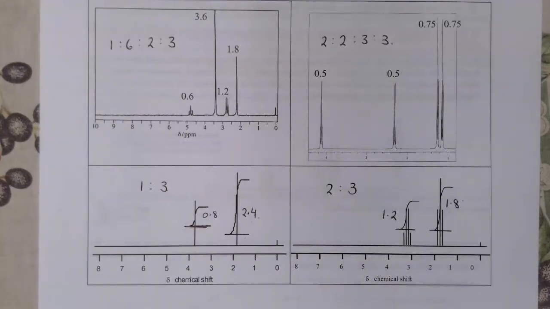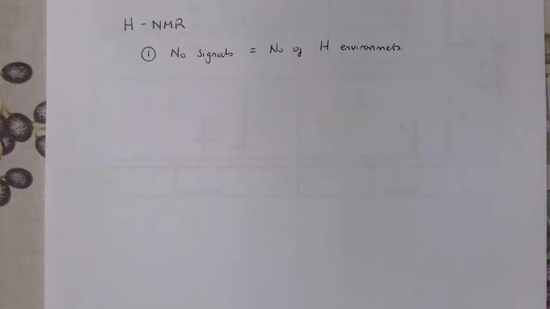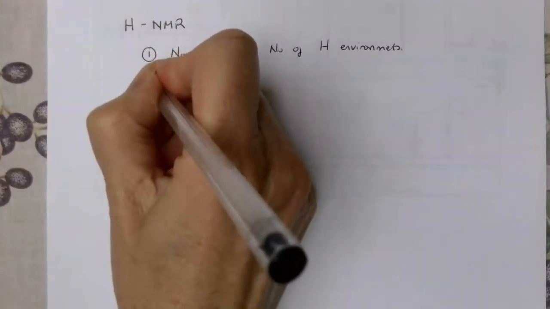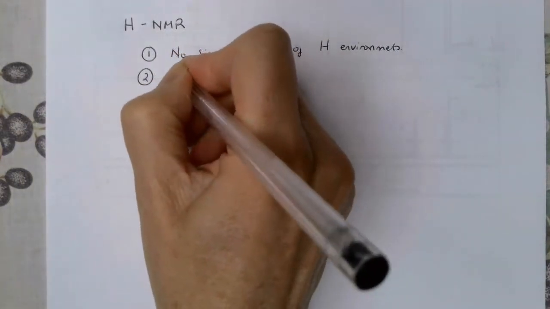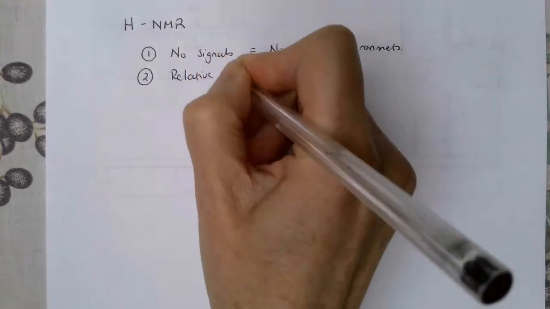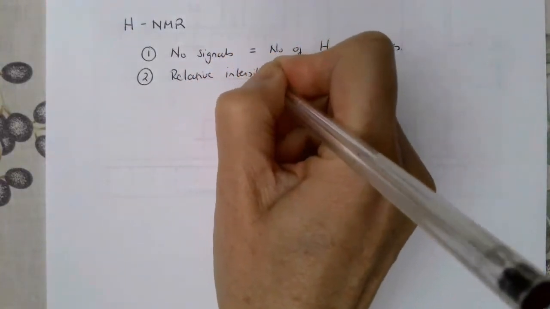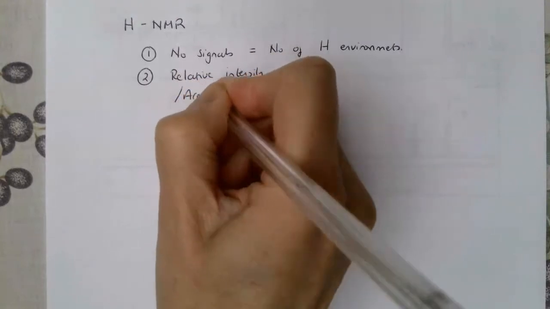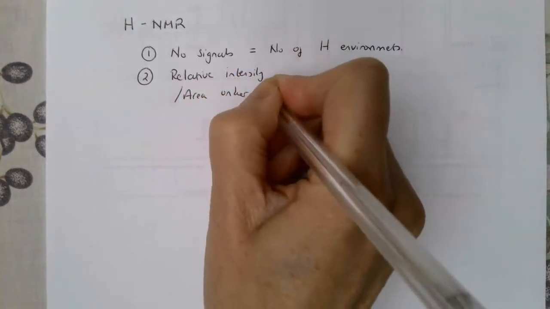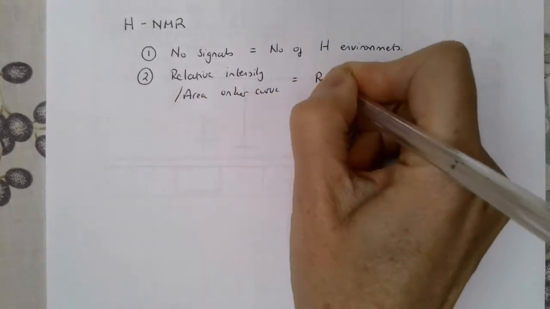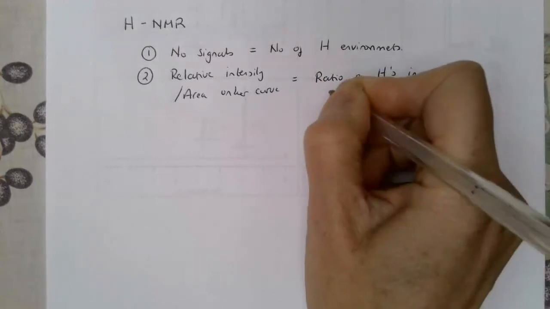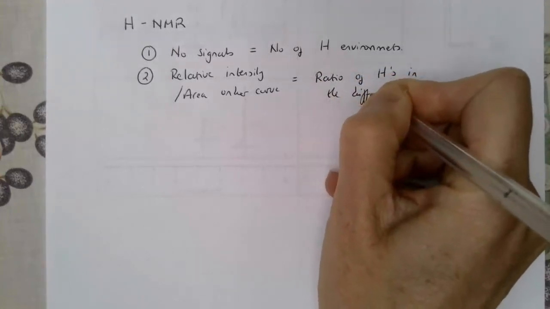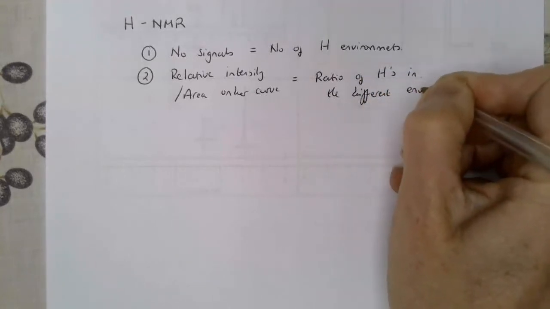So that tells us the ratio of hydrogens in each of the different hydrogen environments. That's the second piece of evidence that our hydrogen NMR gives us. We can look at the area under the curve, or the relative intensity, and that gives us the ratio of hydrogens in the different environments.